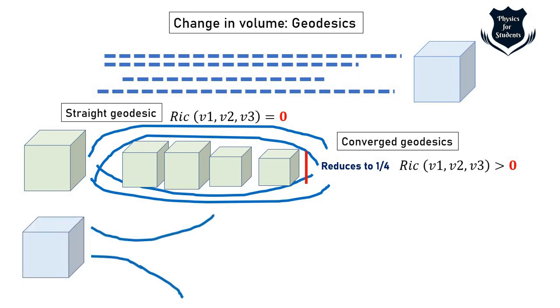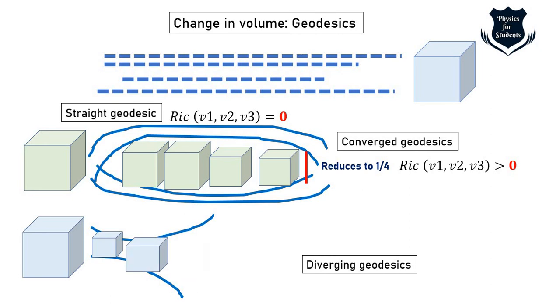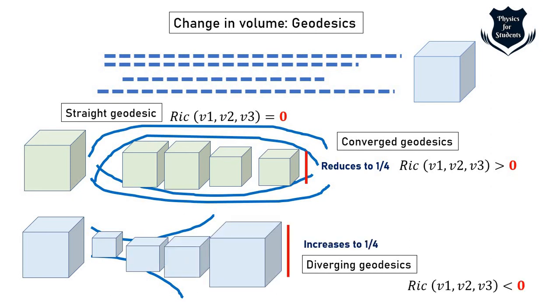If I consider something like this, these two are diverging. So with diverging geodesics, it will grow and grow. Here you see it increases to approximately a size of 1/4. So here the Ricci curvature, if I consider the components v1, v2 and v3 again, is less than 0. So these are the three comparisons of change in volume, or the movement of matter along geodesics. In Euclidean space, Ricci curvature is 0, so there is no change in volume. In the spherical case, with converging geodesics, the volume shrinks and the Ricci curvature is greater than 0. And with diverging geodesics, the Ricci curvature is less than 0, so the volume increases.